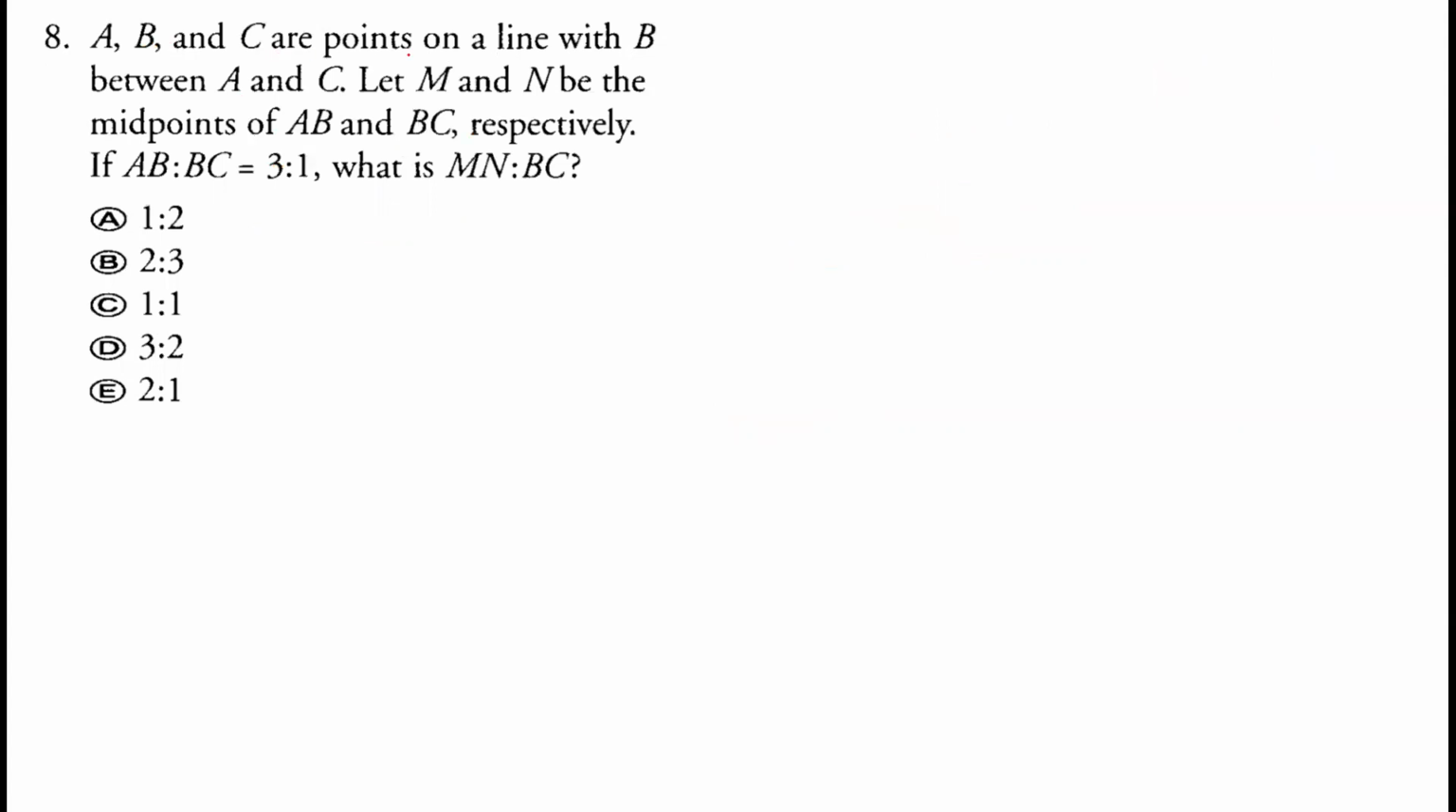Now A, B, and C are points on a line with B between A and C. Let M and N be the midpoints of AB and BC, respectively. AB is to BC is 3 is to 1. So the total length would be 4. So AC is 4, and this is your B. So A to B is 3, and B to C would be 1.